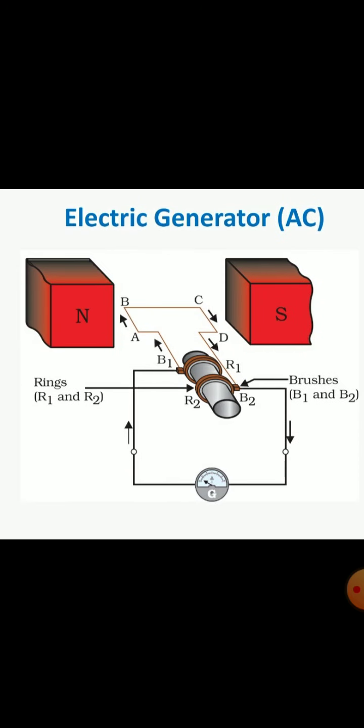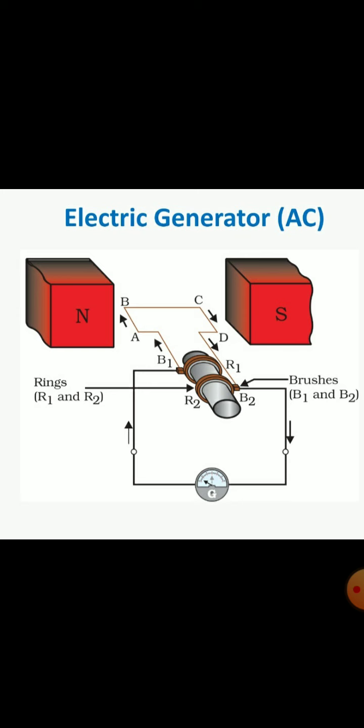Now, let us study about electric generator. First of all, let us see what are the components used for electric generator. The first component is a rectangular coil ABCD. We have learned electric motor also. There also we have used the rectangular coil. Here also we have rectangular coil ABCD.